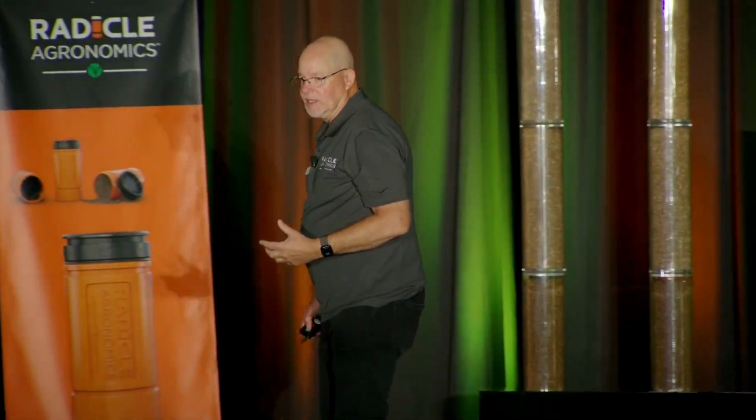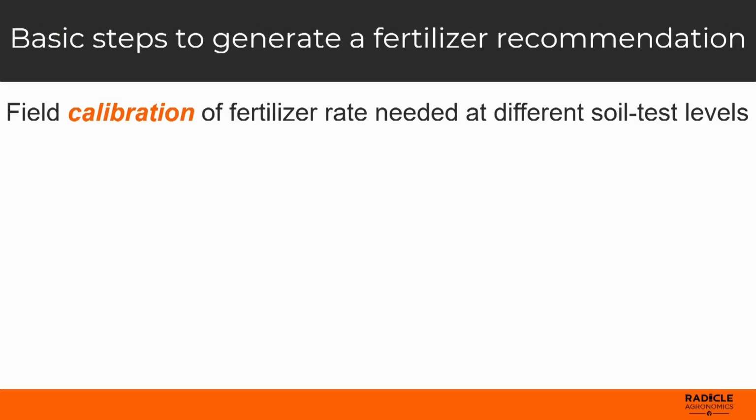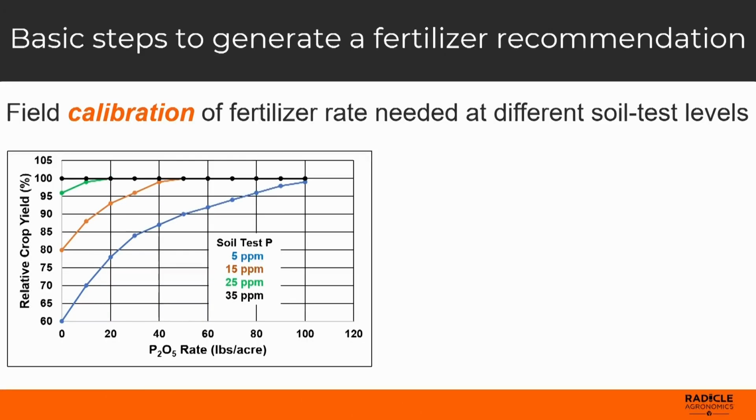So the second thing that needs to be done is you do a calibration trial. And now you're looking at how much fertilizer do I need to add to optimize yield at different soil test levels, okay? So this is an example. So the black line that's going across the top of this graph is I've got a soil test level of 35 parts per million. And so on the horizontal axis, I have my application rate of phosphorus, and then on the vertical axis, I got my relative yield. So it doesn't matter whether I apply fertilizer or not, I get the same yield, right?